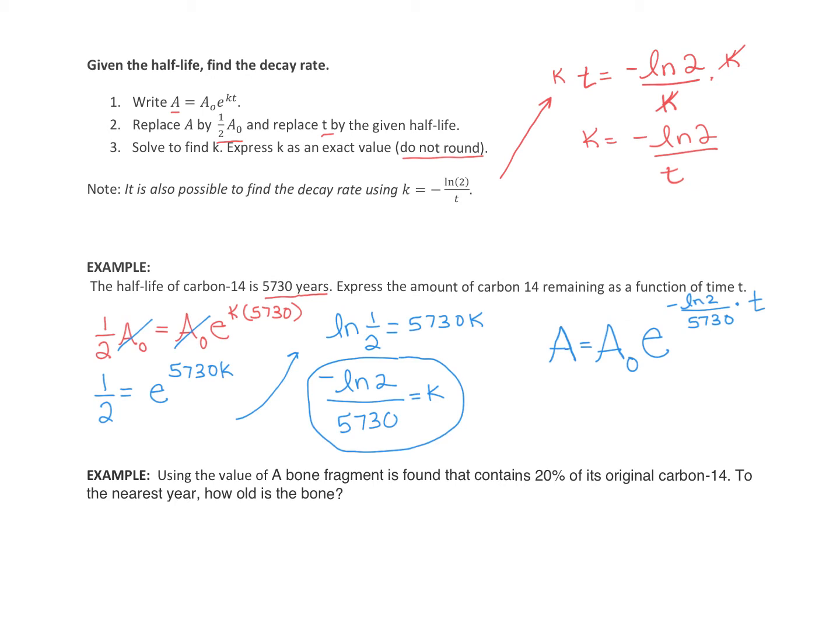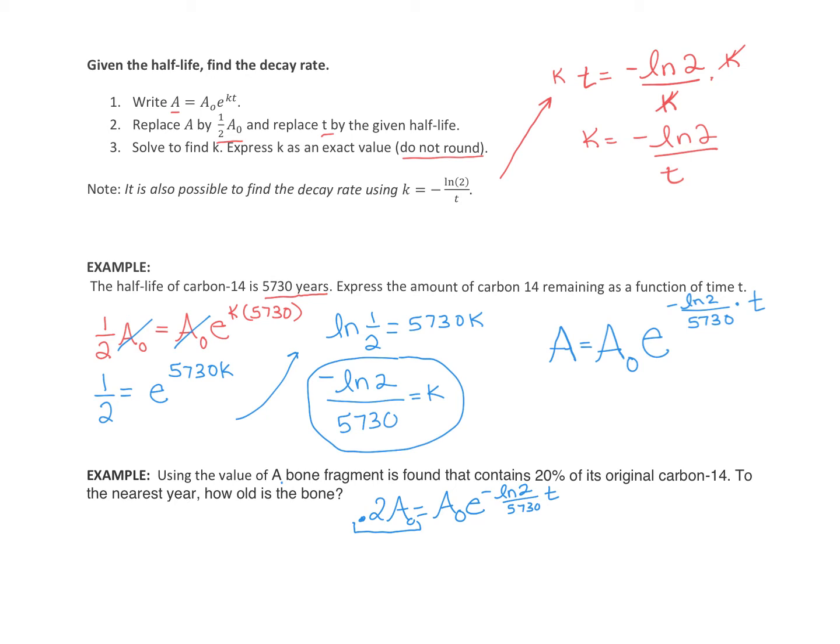In our next example, we're going to use the value of A. A bone fragment is found that contains 20% of its original carbon-14. To the nearest year, how old is the bone? So we're going to start with this model. A equals a sub 0 e to the minus ln 2 over 5,730 times t, but in place of A, we're going to put 0.2 a sub 0. So we want the amount at the end to be 20% of what it started with.